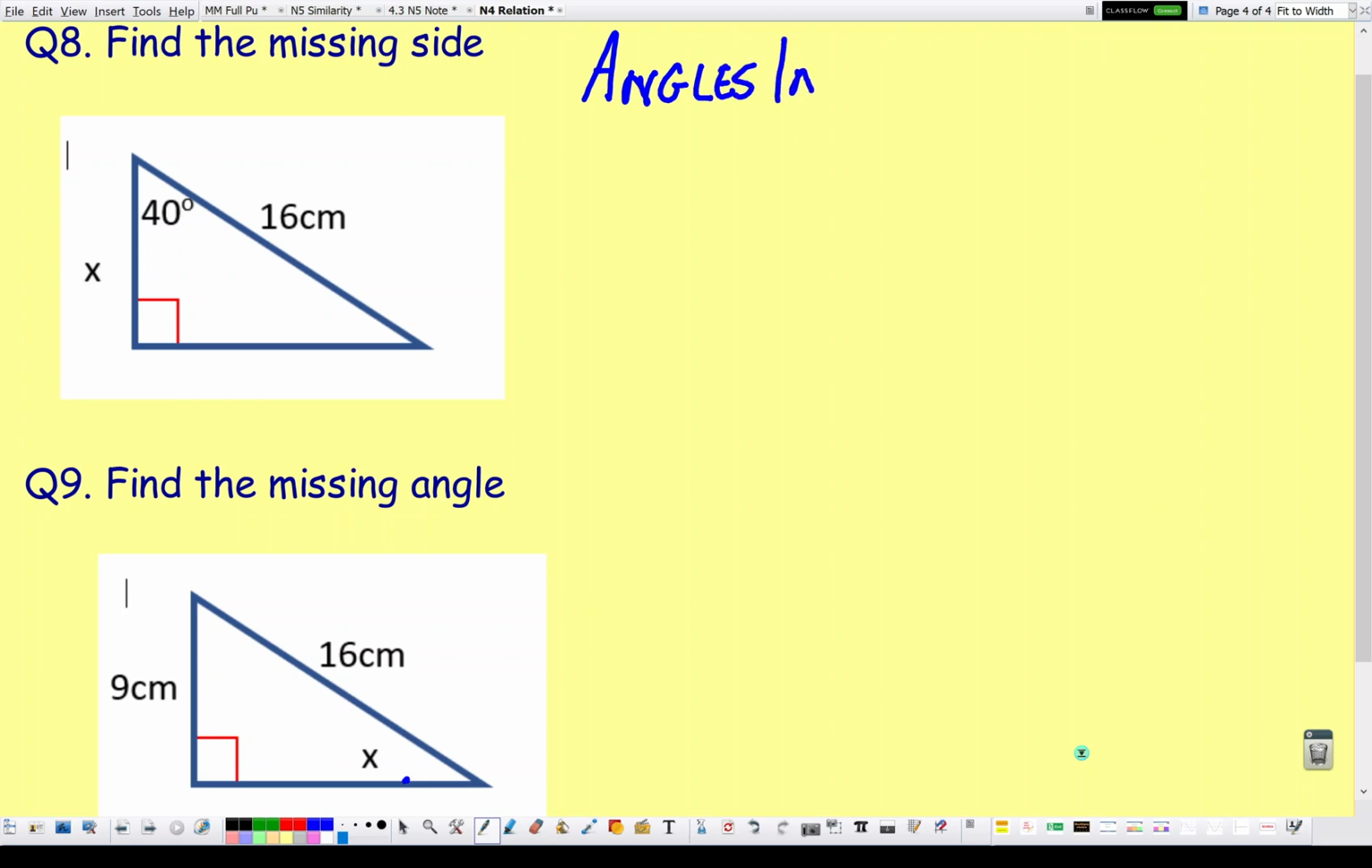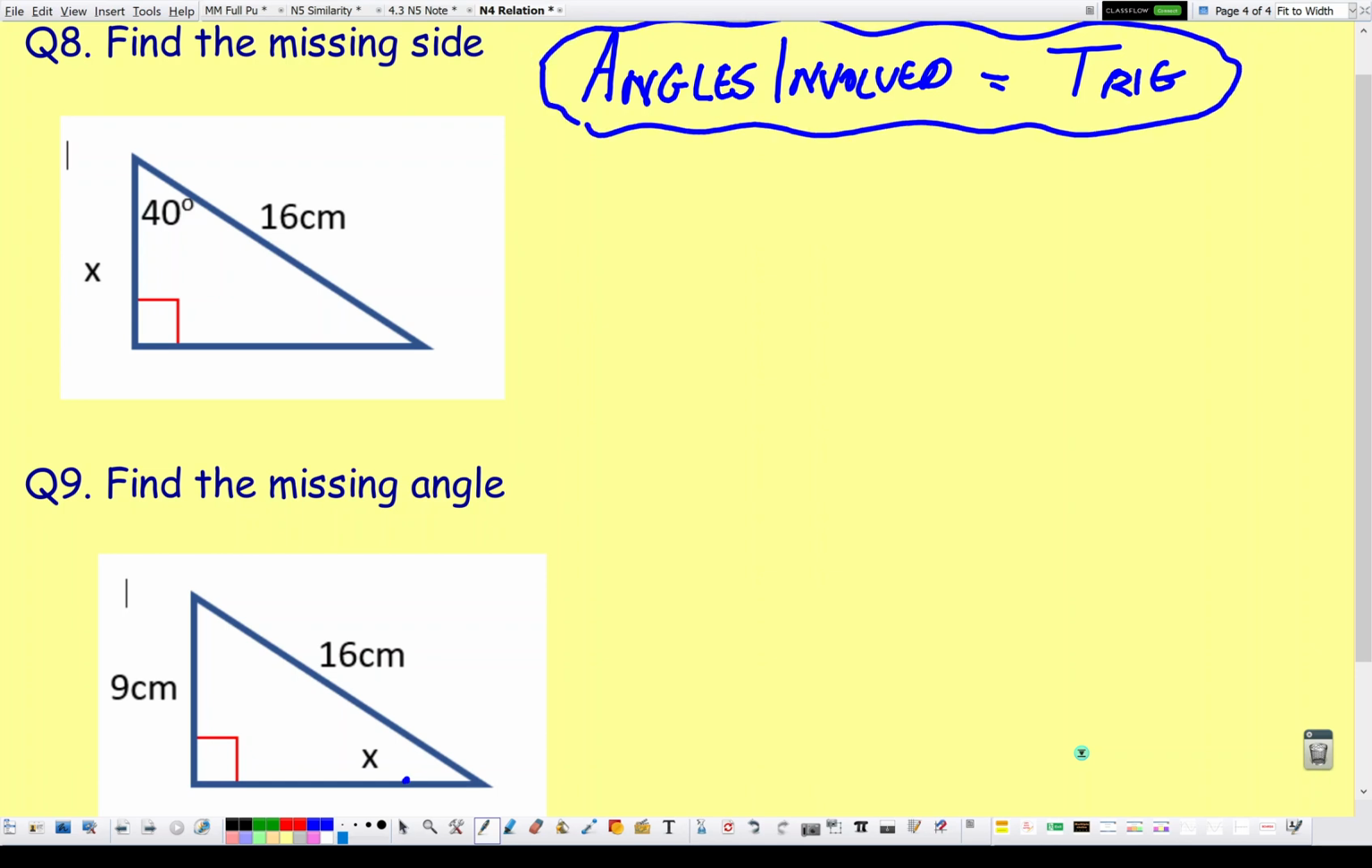If there are angles involved, then it means it is trigonometry. So that is SOHCAHTOA. Okay, so this is what we've been doing for the last how many weeks? Feels like forever, I know. Sketching the triangle, labeling it, hypotenuse, opposite, adjacent, using SOHCAHTOA, and figuring out either the side or the angle.